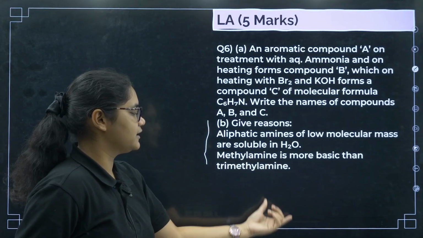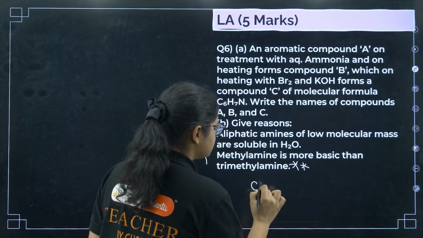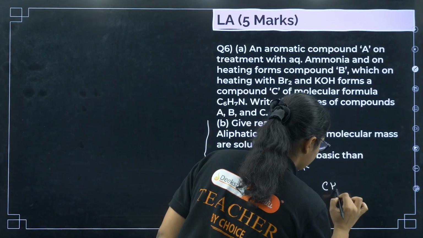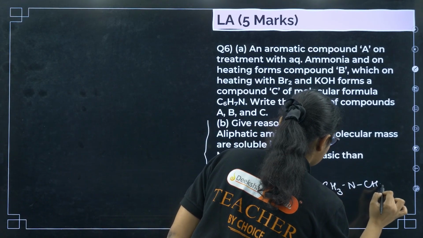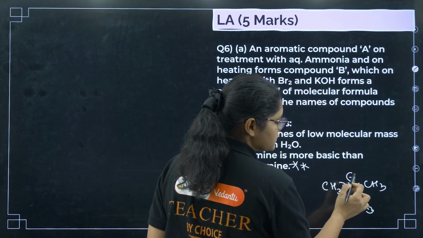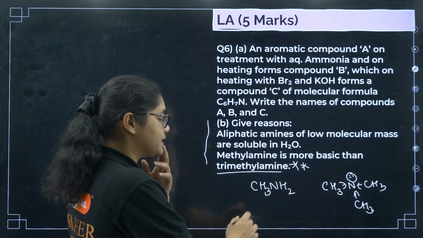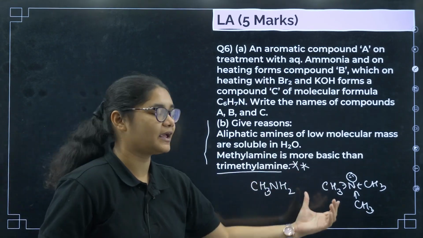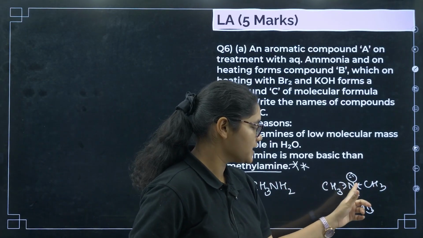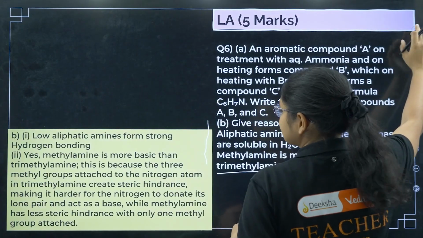Methylamine is more basic than trimethylamine. Yes, this is a very, very important question. If you see, this is methylamine and this is trimethylamine. Here the group can donate electrons more and the electron density will be more, so it should be more basic, but we find that methylamine is always more basic than trimethylamine. The reason is steric hindrance: because of so many bulky groups attached, this N cannot donate the electrons properly.